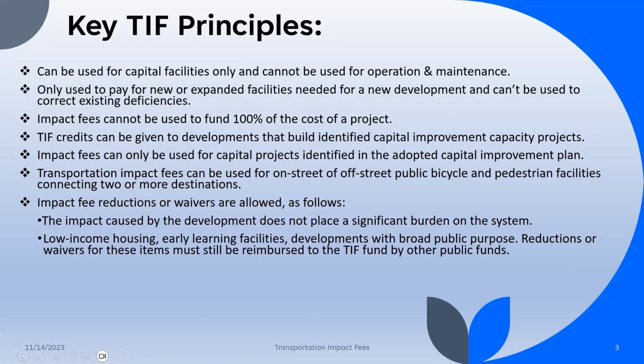Okay, so then there also can be some fee reductions or waivers. If you find that the impact caused by the development doesn't place a burden on the system, so there are findings that this particular use doesn't add any more traffic, those are a little hard to determine. An example could be maybe a helipad, where you're going up and down. But then you can make a finding that people leaving need to pull their car in there, to maybe leave that helipad.